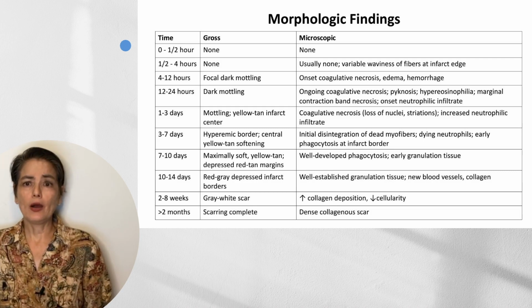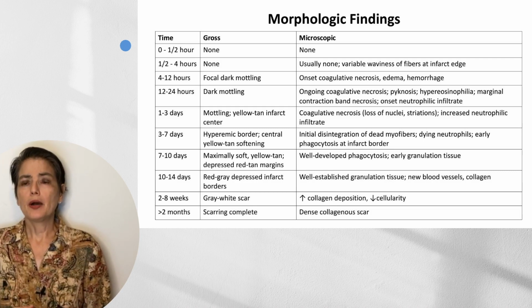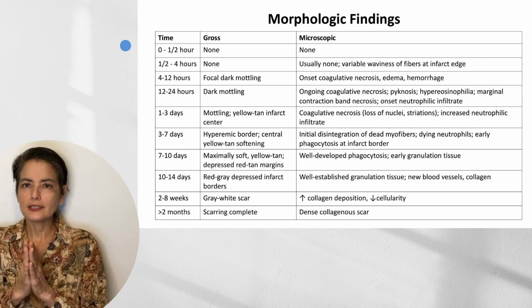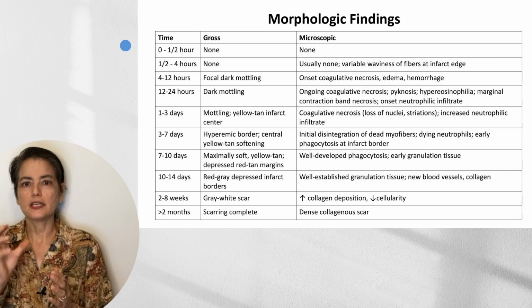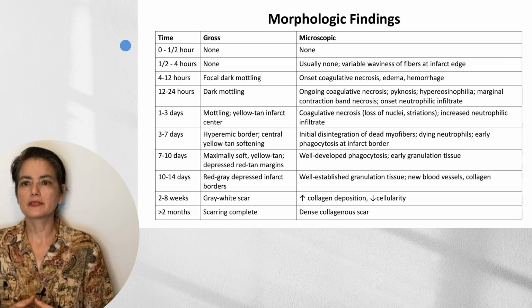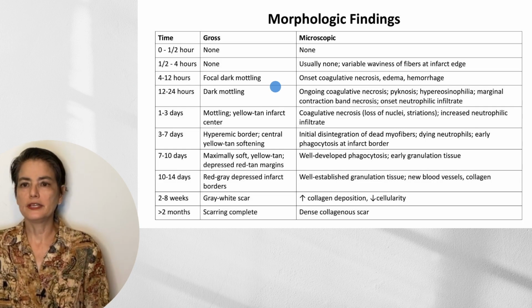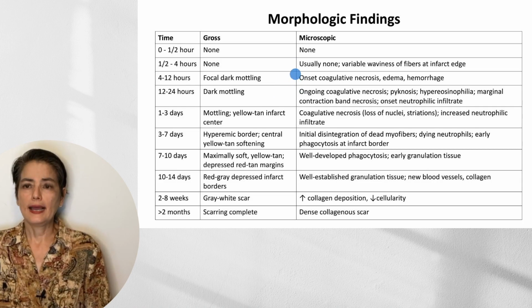Now, at 30 minutes to 4 hours, grossly, we still don't see very much. But morphologically, we may see a little bit of something. And that is, we'll have those necrotic myocytes, and they'll be next to viable myocytes. And those viable myocytes are continuing to beat. And they're going to pull on those necrotic cardiac myocytes and create this waviness. These are called wavy fibers. And I'll show you an image of that in a moment. At 4 to 12 hours, the area that's infarcted may look a little bit dark. Again, difficult to see. But this is when we're going to see the onset of our coagulative necrosis and the beginning of edema and hemorrhage.